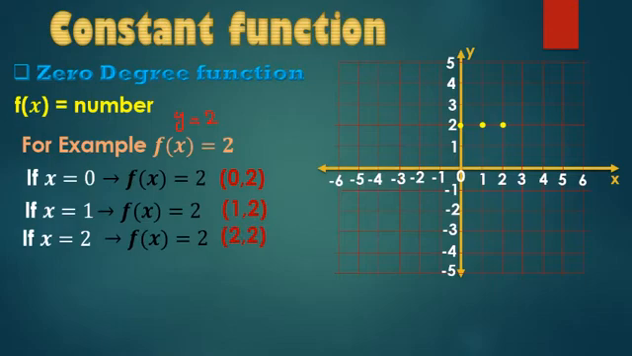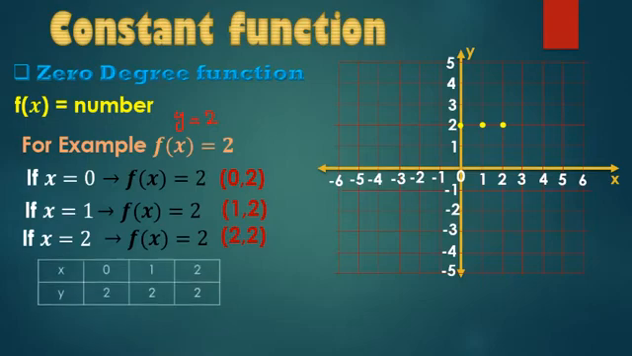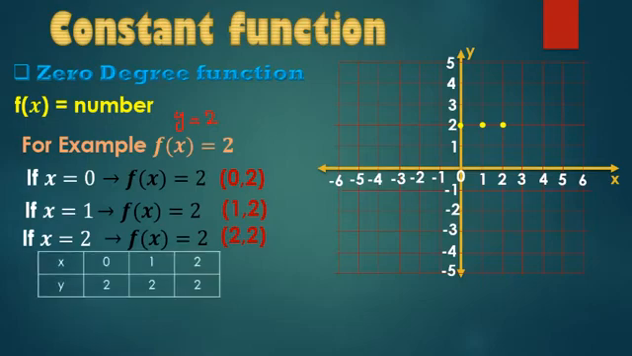Now we find the three points are on the same straight line, and this straight line is parallel to the x-axis. But before drawing the line, we put the data inside a table. In the first row, we put x and its values 0, 1 and 2, and in the second we write y, its values 2, 2 and 2, because it's a constant function. Then I'm going to draw the line like this, and this line, as we see, is parallel to the x-axis.